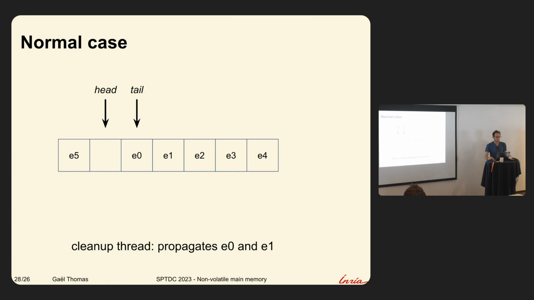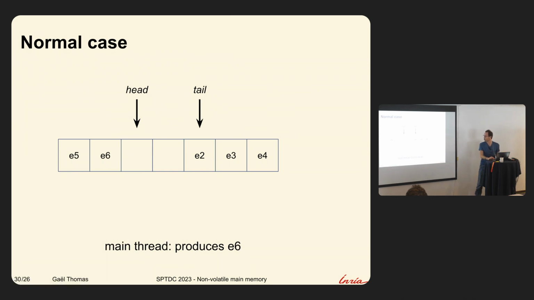So how it works: the cleanup thread uses tail, and will advance tail and apply the operations. Here, the cleanup thread takes E0 and E1, propagates everything to the disk and advances tail. So it's supposed to work as is. Okay? Everybody is okay with the principle? Perfect. After, the main thread, the producer, can produce new values in the log. So here we produce a new write E6 that we add here. And during this time, the cleanup thread will apply the writes one after the other to the disk. So it's a circular buffer.